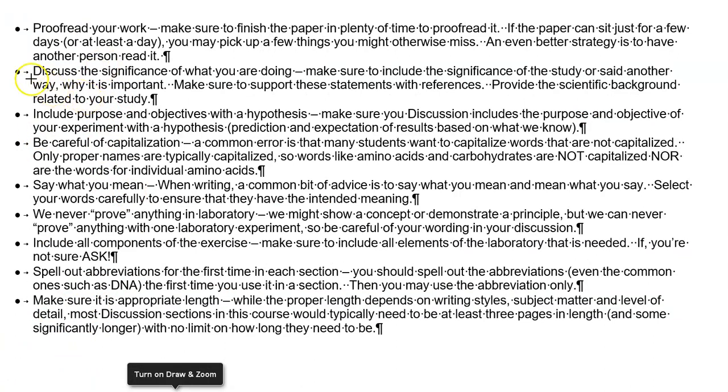Finally, a couple other notes. Discuss the significance of what you're doing. So why do we care? Why do we do it? How do we apply it? Provide scientific background. Who said what? What are the implications of having it done a different way? If you're looking at glucose, cholesterol, or protein, what's the implication of having a high or low protein? What do we need protein or glucose or cholesterol for in the first place?